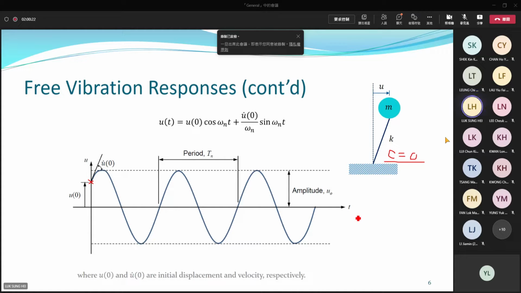The amplitude, I use U0 here to denote amplitude. And then you can measure the vibration period. Period means the time required to complete one vibration cycle. We call that period. Period is also one important property to describe the dynamic system. Initial conditions, period, and vibration amplitude.